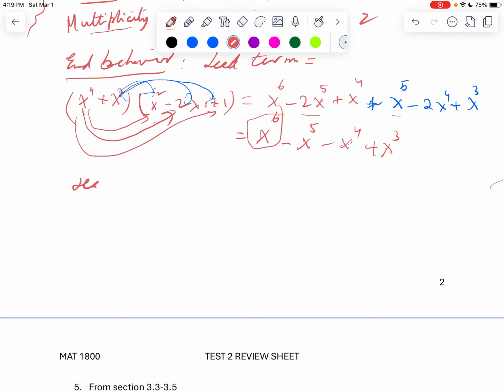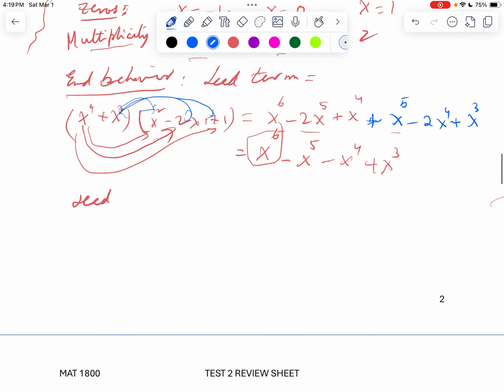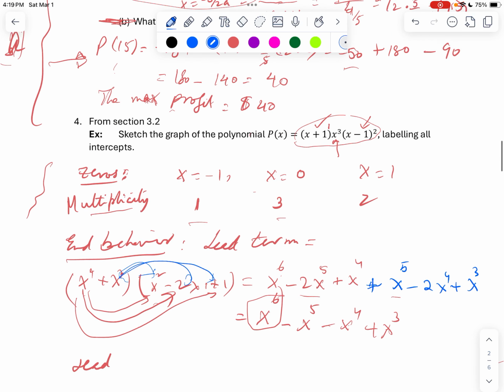You will say lead term is equal to, so I will write it here. Look at the first factor, that is x plus 1. So what is the lead term in that? X. So you put that here, just x, multiplied by the next, x cubed, so x to the third. That is the only lead term in that polynomial. So we will bring that here and put it like this.